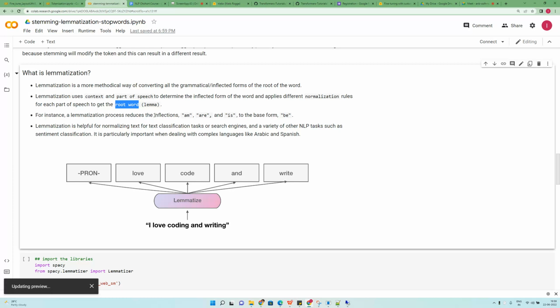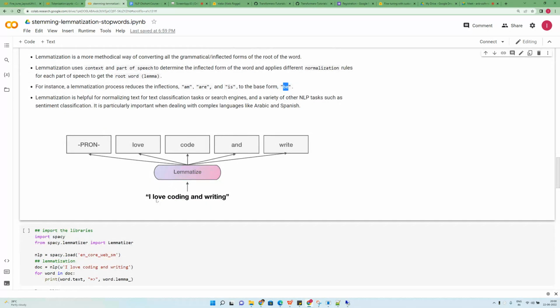For instance, a lemmatization process reduces the inflections am, are, and is to the base form be. So if you encounter any am or is, it actually converts it to the base form be. It's helpful for normalizing text for text classification tasks, search engines, and a variety of other NLP tasks such as sentiment classification. So it's mostly used for classification, and may not be useful for things like NER, because sometimes you should not use lemmatization or stemming there. We'll come to that afterwards. But sometimes these techniques work brilliantly well in classification tasks, such as identifying a positive review or negative review, spam or not spam. In classification tasks dealing with text, these methods are very helpful.